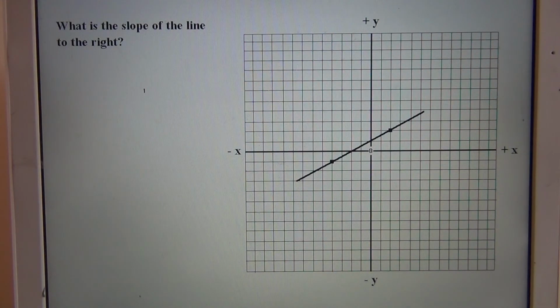Let's take a look at this. What is the slope of this line? Now, put your video or DVD or whatever you're looking at on pause and see if you can calculate the slope of that line. Then turn it back on and we'll take a look.